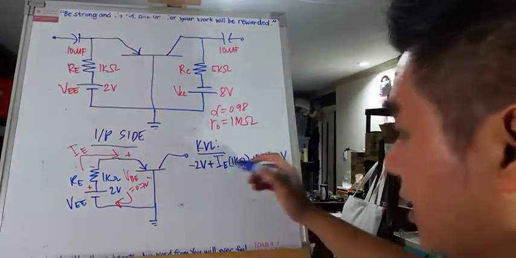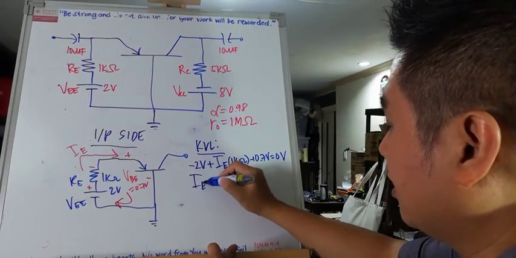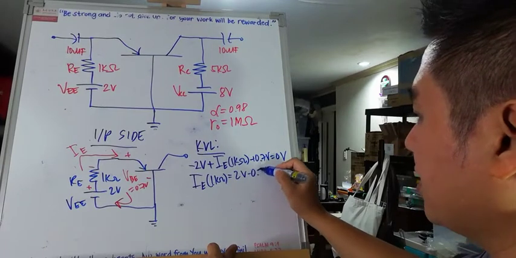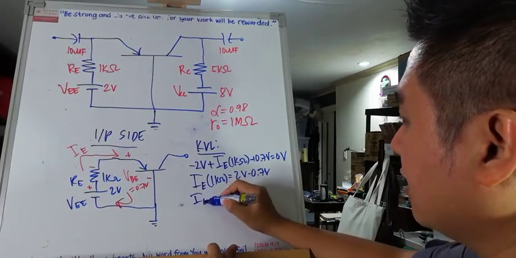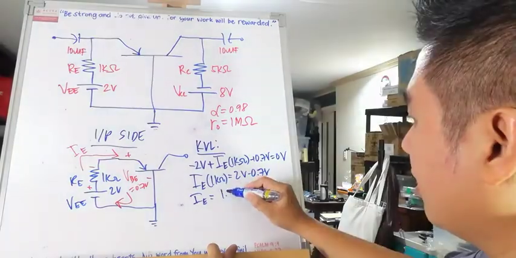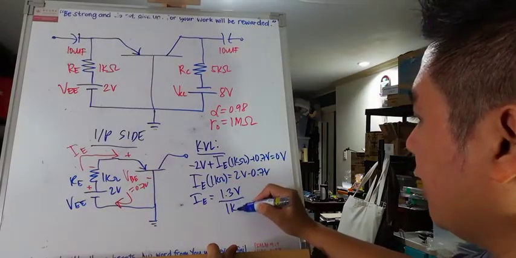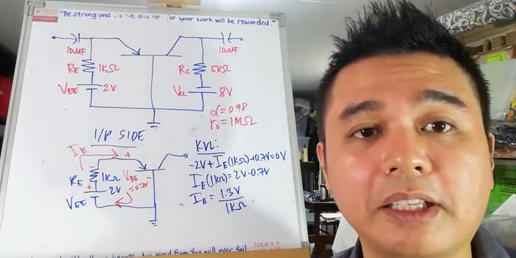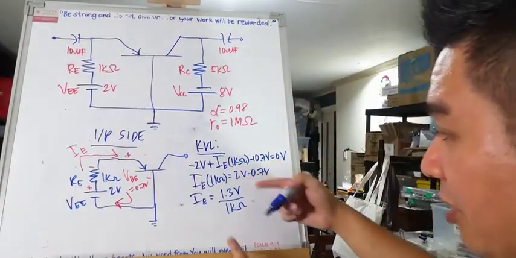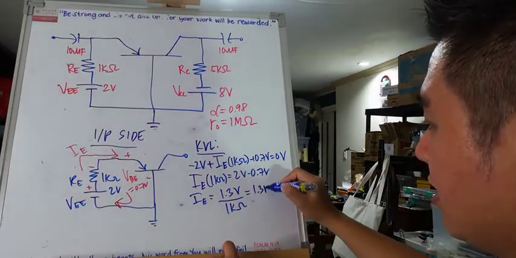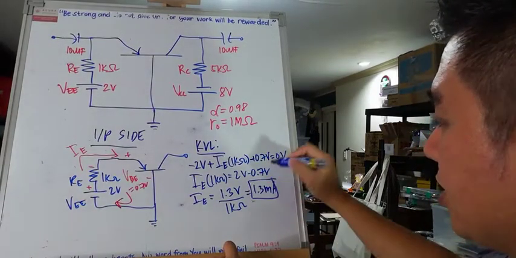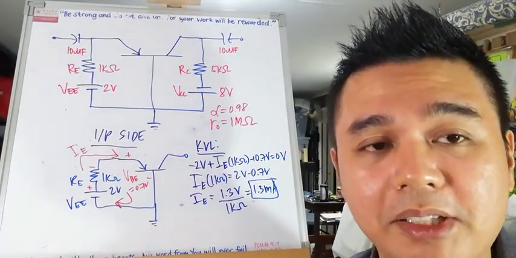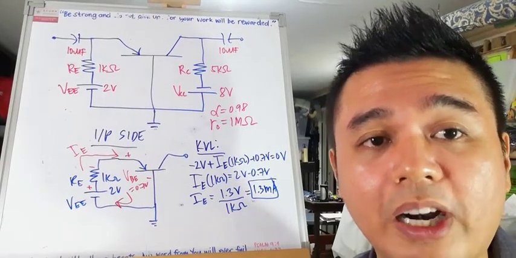Alright? We can get the value of I sub E. So, this is equal to 2 volts minus 0.7 volt. I sub E is equal to 1.3 volts divided by 1K. So again, nagde-divide tayo ng volts sa kilo ohms. Ang magiging sagot natin ay naka milliamperes. So 1.3 over 1 is 1.3 milliamperes. So ang I sub E natin is equal to 1.3 milliamperes. Gagamitin natin yan to solve for R sub E.